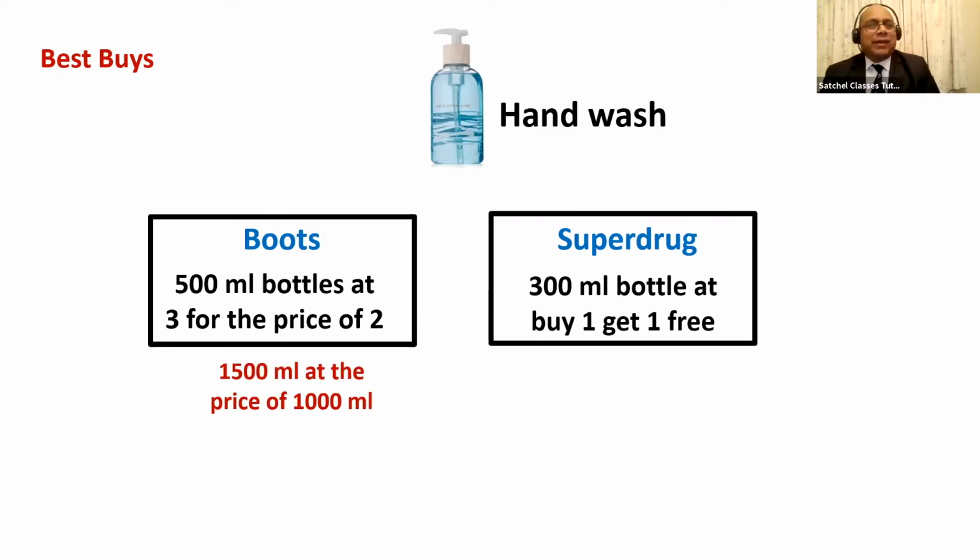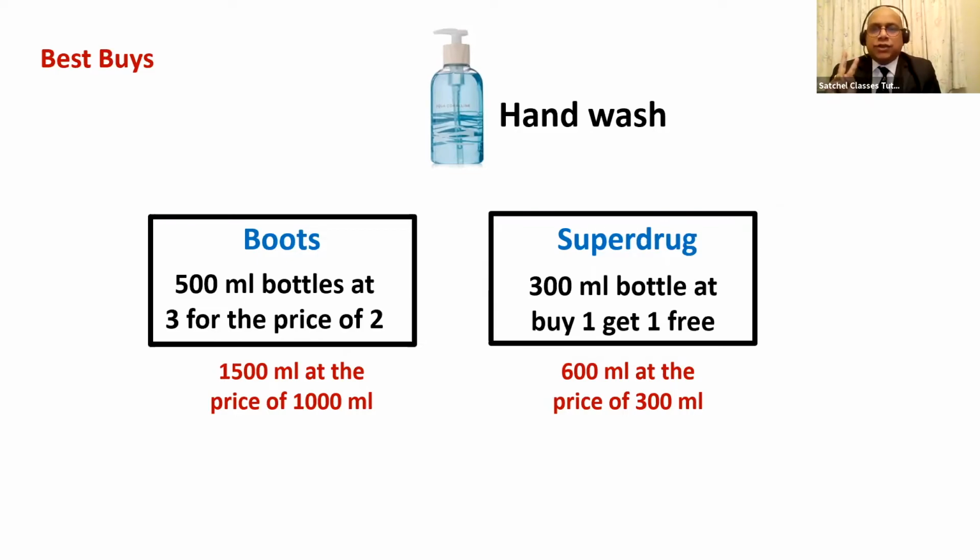So 500 milliliter bottles at 3 for the price of 2, which means you will get 3 bottles at the price of 2. That means 3 bottles can hold 1500 milliliters. So you will get 1500 milliliters at the price of 1000 milliliters, because 2 of them will hold 1000 milliliters. So 1500 milliliters at the price of 1000 milliliters. That's in Boots. What about Superdrug? In Superdrug, you get one free if you buy one, which means you get 2 of them for the price of 1. And these are 300 milliliter bottles, right?